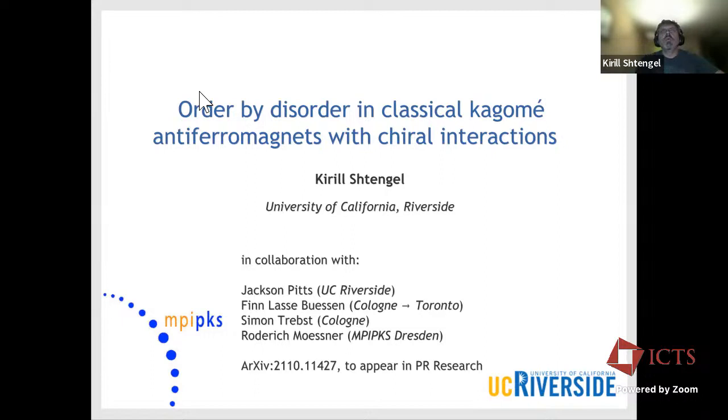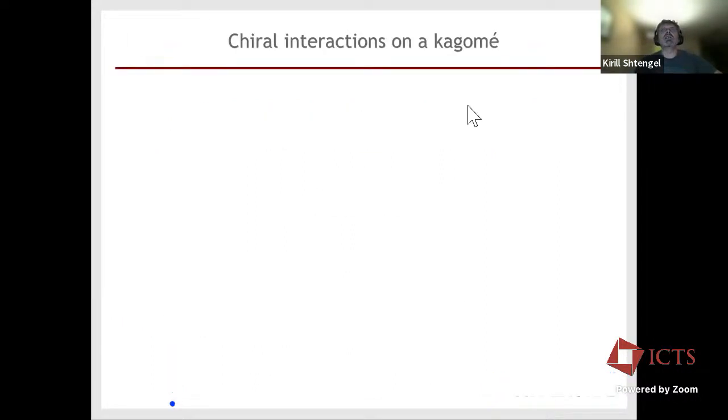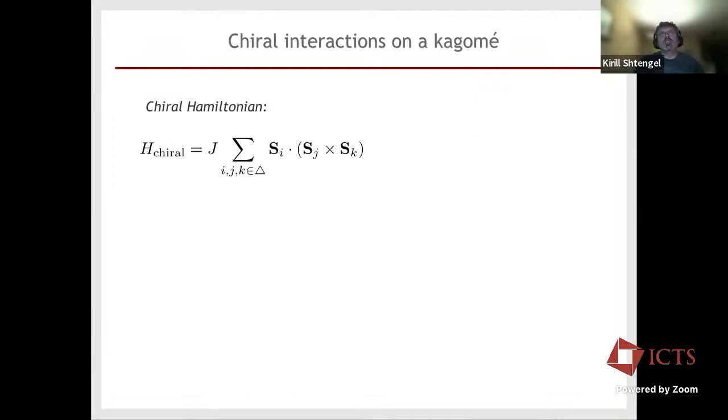So what I'm going to tell you, assuming I can succeed in turning the slides, is something about chiral interactions on a Kagome lattice. And what do I mean by chiral interactions? Well, the chiral term in the Hamiltonian is given by this mixed product of three spins. And just to remind you, for the rest of this talk, I will be talking about classical spins or semi-classical spins. So you should just think about them as classical vectors for now.